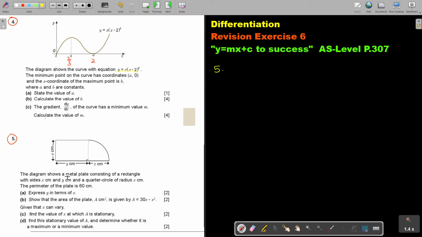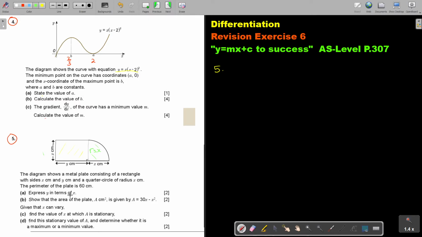The diagram shows a metal plate consisting of a rectangle, you can see that, with sides x and y, and a quarter circle, you can also see that, of radius x. This is very important, that this is also the radius, and that is x. The perimeter of the plate, so the distance around, is 60 centimeters. Express y in terms of x.